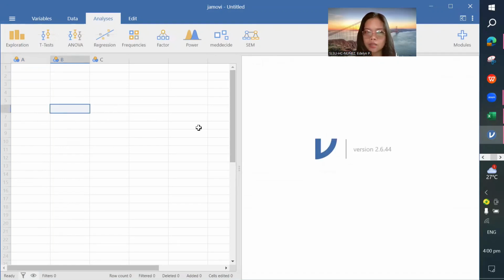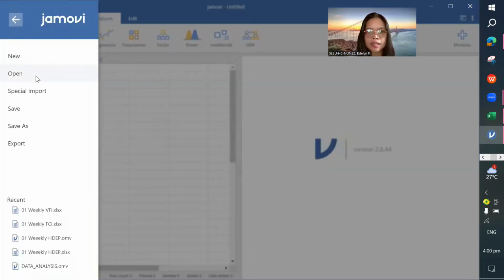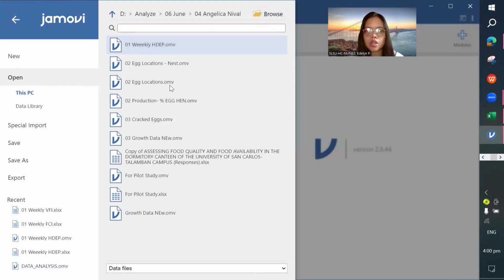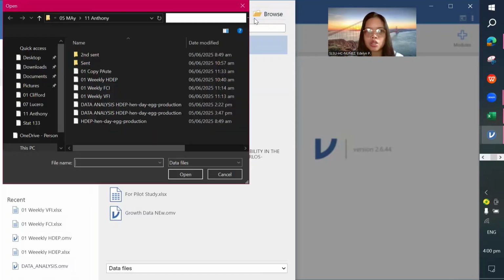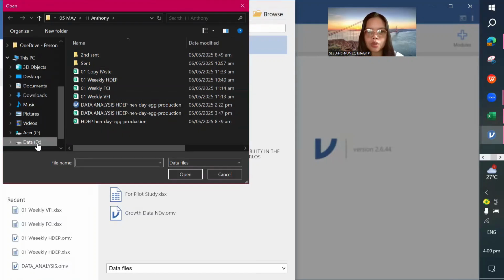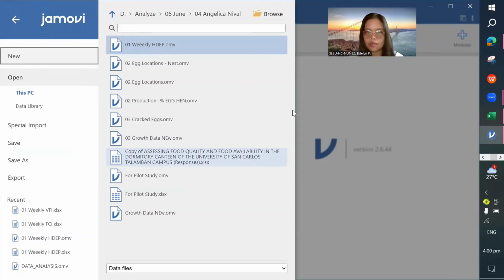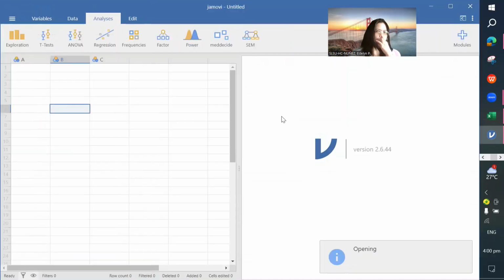Do not copy and paste because if you copy and paste, you still need to encode the heading. So all you need to do is to press these 3 lines and then press open and then browse. You need to locate where your data is. So YouTube updates, and we have the pairwise comparison, and then we have the sample data for Tukey HSD.